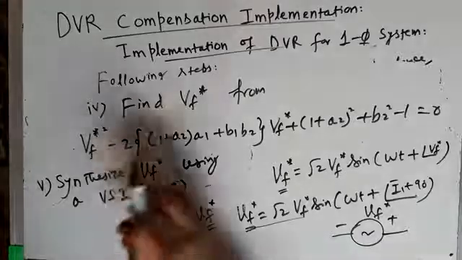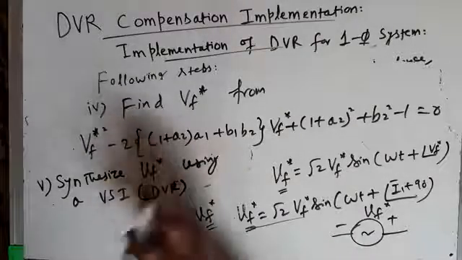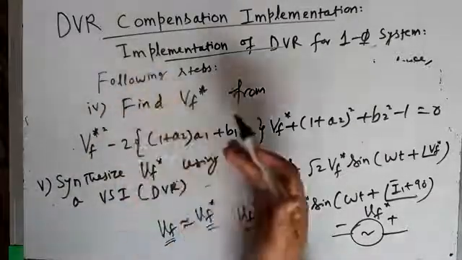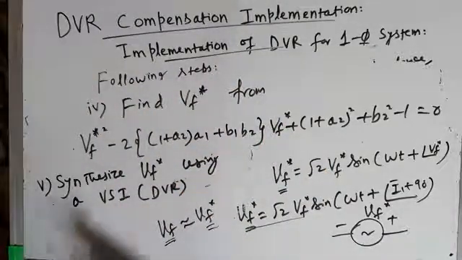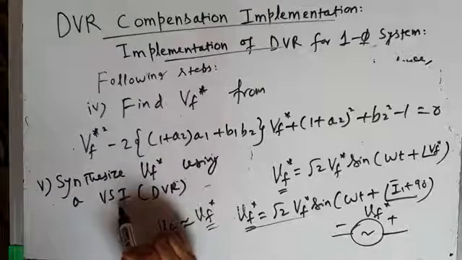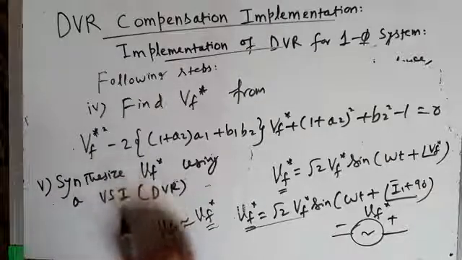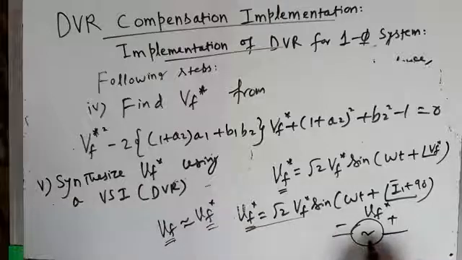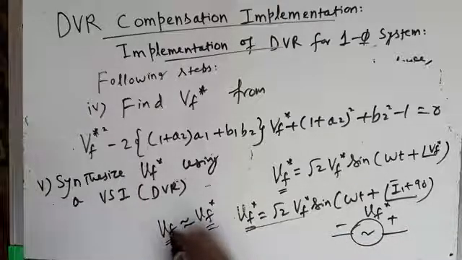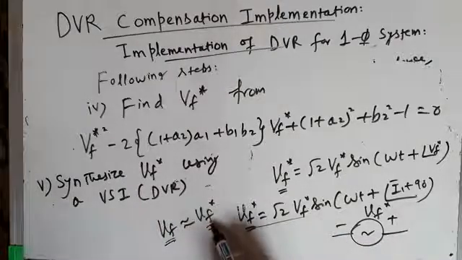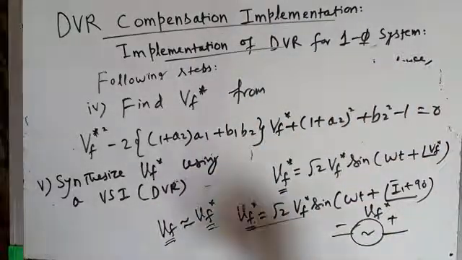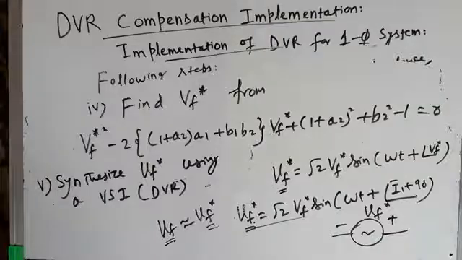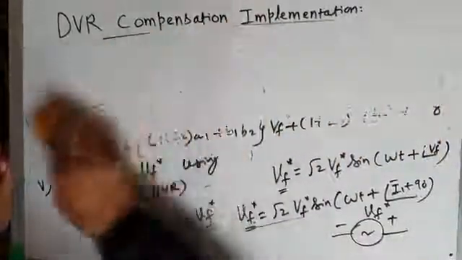When voltage source inverter switches are switched in a particular fashion, how do we generate the control pulses? I will come to that in a minute's time. So the switching of the IGBTs or switches of the voltage source inverter will synthesize this voltage source, and it will generate at its output a voltage Vf, which is very nearly equal to Vf star, and it will inject that voltage in series with the load bus, and it will do the load compensation. Okay, so this is for a single phase system. The same can be done for a 3-phase system.